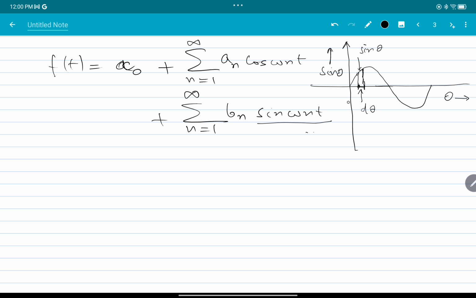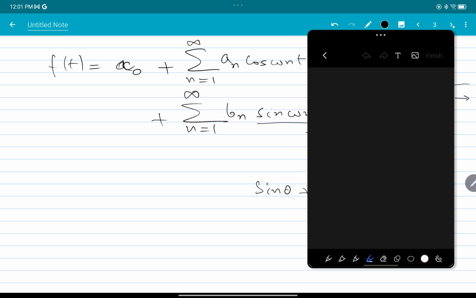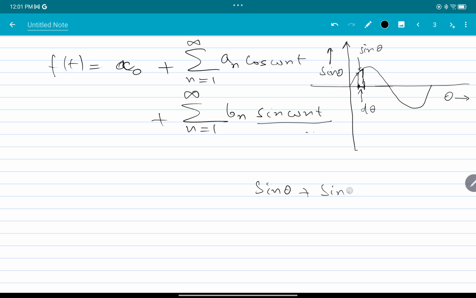Now this value of sine theta here at one point is sine theta. But from the start of the interval to the end of the interval, there are many points. At each point, the value of sine theta is sine theta. We take the value of sine theta constant in the d theta interval. So at every point of d theta, the value of sine theta is sine theta. So if I add all those values, I will get sine theta plus sine theta plus sine theta plus dot dot dot.